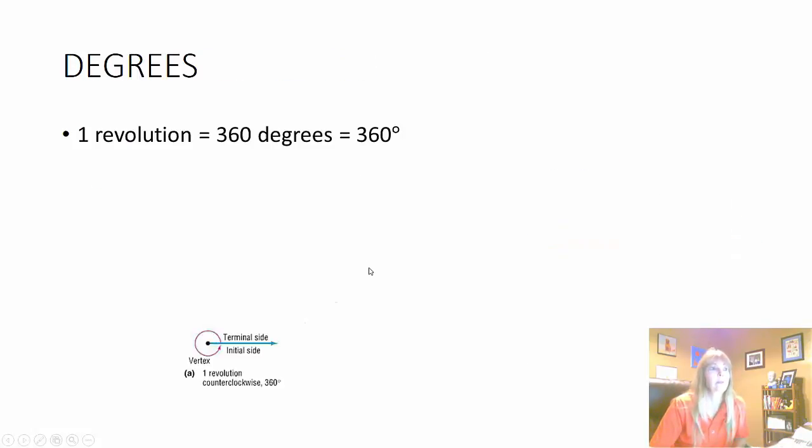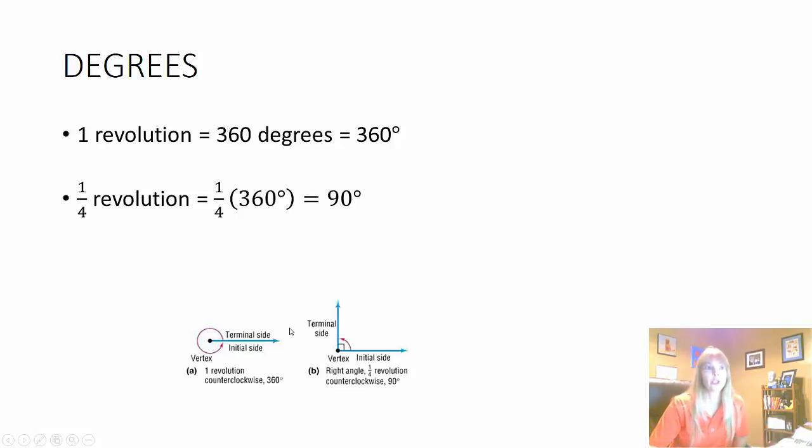All right, if I go all the way around, I have two rays here. They're just on top of each other. My initial side, and then I come all the way back around to my terminal side, I've gone 360 degrees. We call that one revolution.